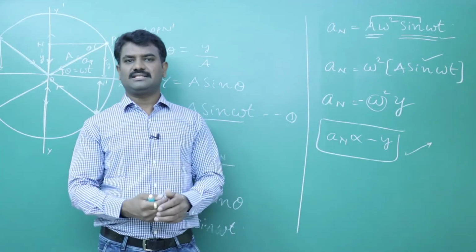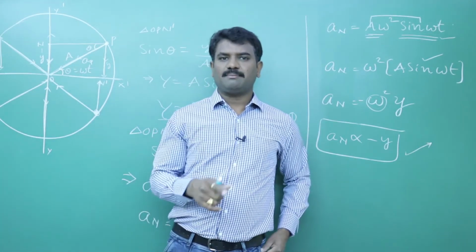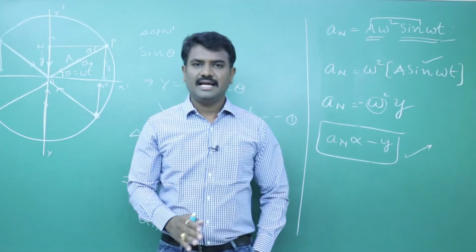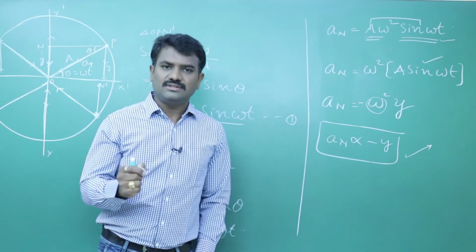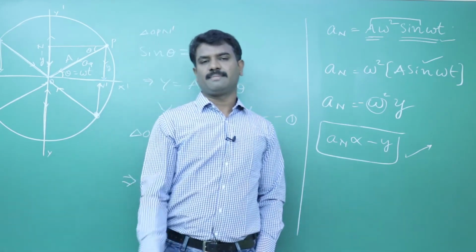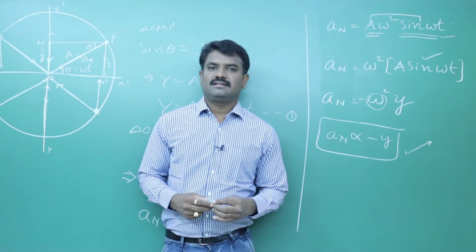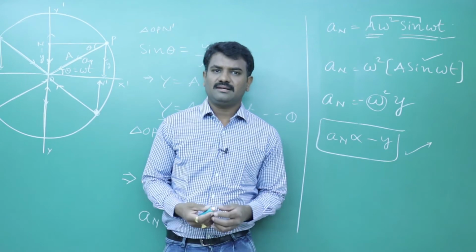Hence it is proved that when an object is revolving in a circular path, the projection of the particle along any of its diameters executes SHM. It is proved. Okay. Now in the exam they may ask in part C a numerical problem.